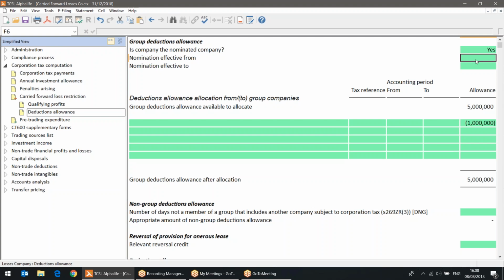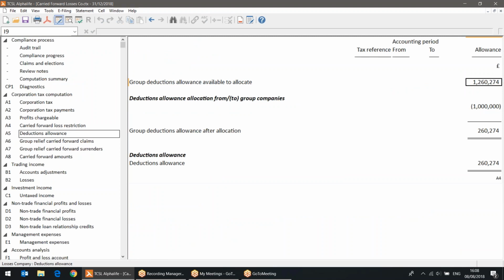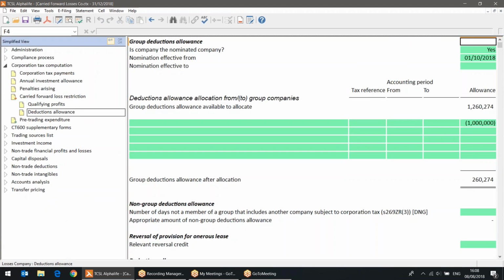The group may change the nominated company, and where this is the case, the amount of the deductions allowance each nominated company has is a prorated amount based on the number of days for which they were nominated. The nominated company is required to submit a group allowance allocation statement to HMRC at the end of each accounting period in which it is the nominated company. The filing date for this is 1 year after the company's normal corporation tax filing deadline.